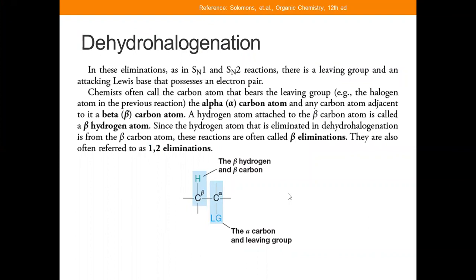Here, you always get an alpha-beta elimination, with the alpha carbon always containing the leaving group or the halide, and the beta carbon having the hydrogen. You already know this one.